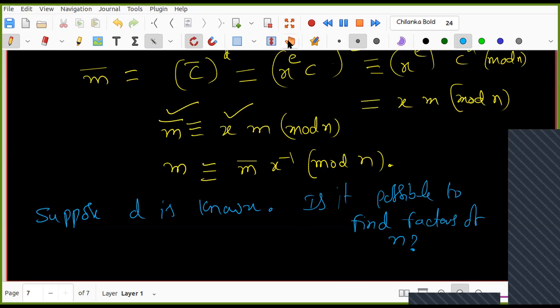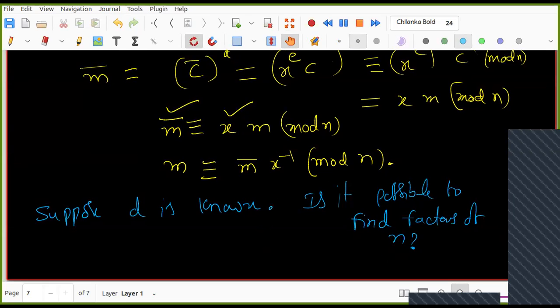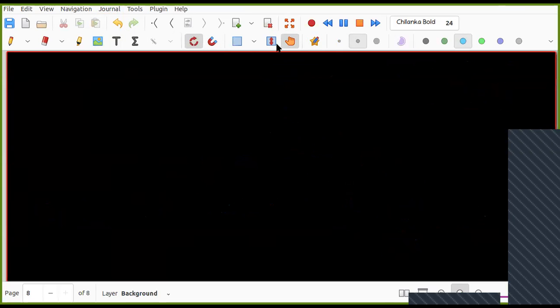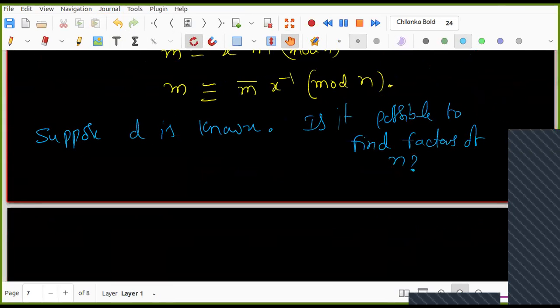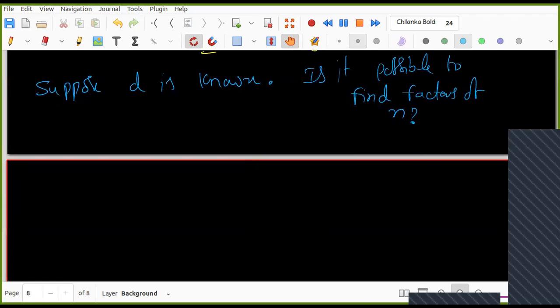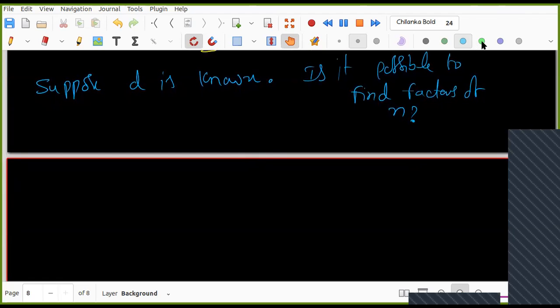What is the advantage if I know P and Q? I know everything, right? Once D is known, I can get everything. But this is a number theoretic problem. Suppose I have given you D, then can you find the factors of N? This is the question. Is the question clear? Yes, sir. Good, thanks. Now try to look into that part.